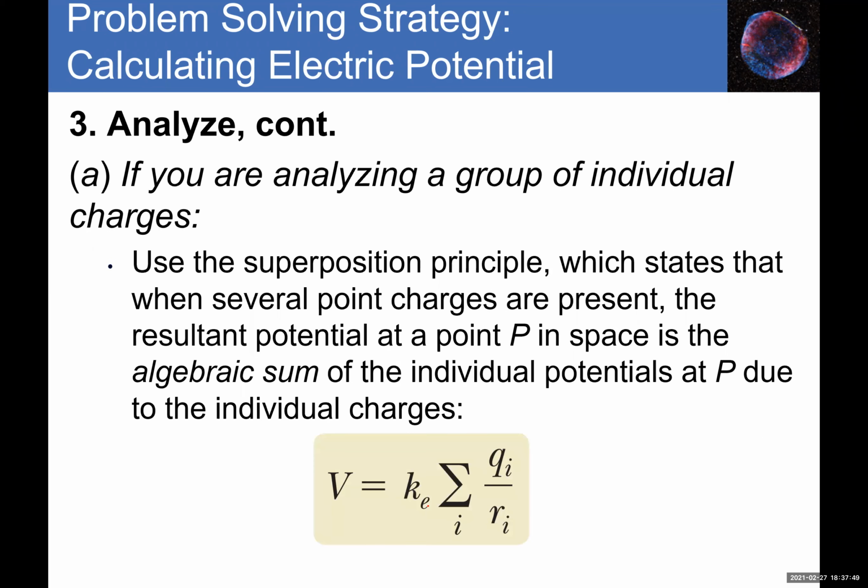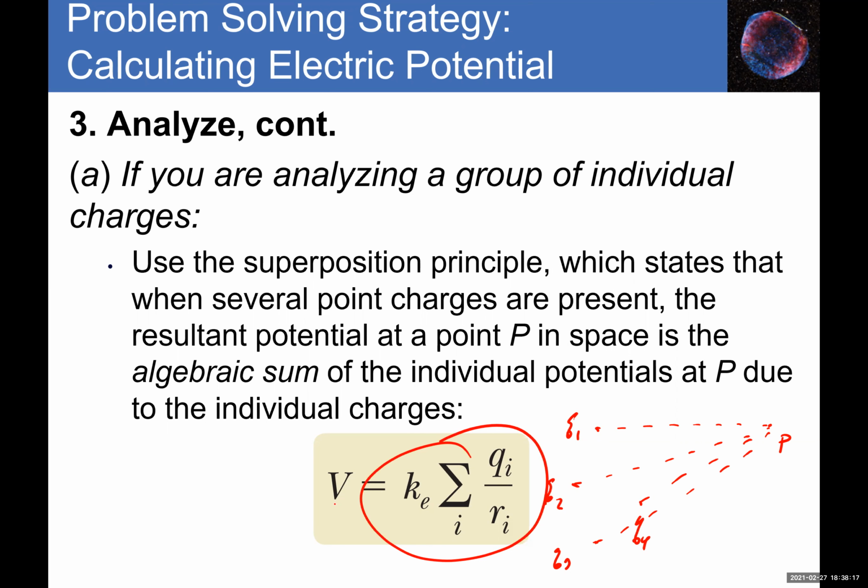All right. Let's say you are analyzing a group of individual charges, Q1, Q2, Q3, Q4. Those are source charges, and you want to find the potential at point P. All you have to do is find the potential V1 due to charge 1, then V2 due to charge 2, then V3, then V4, and just add them together algebraically. That's it. Relatively straightforward. It's just the algebraic sum of those individual potentials.